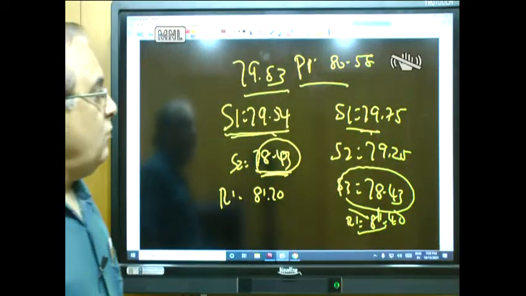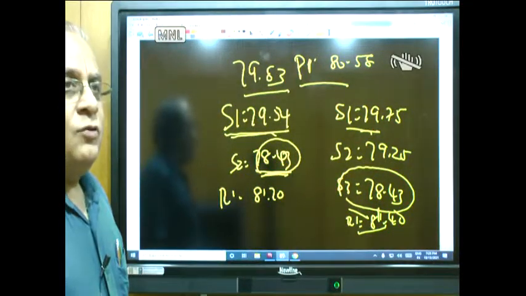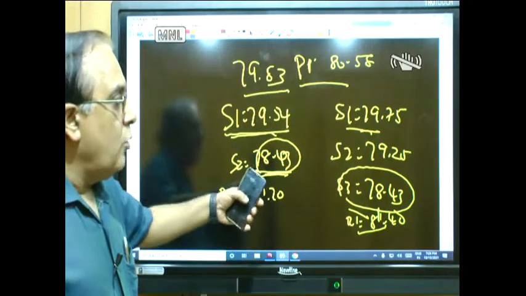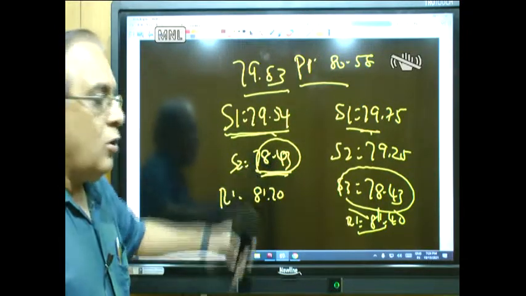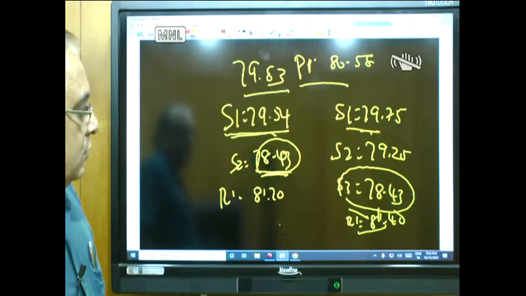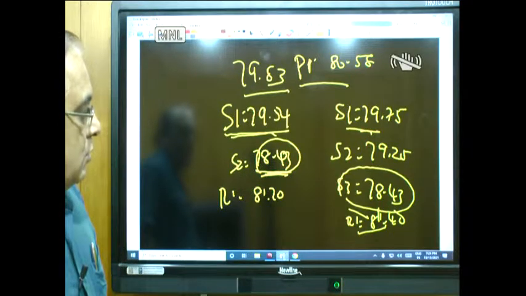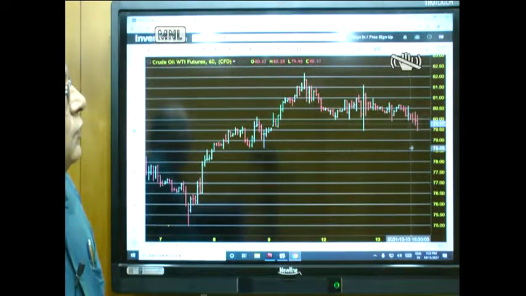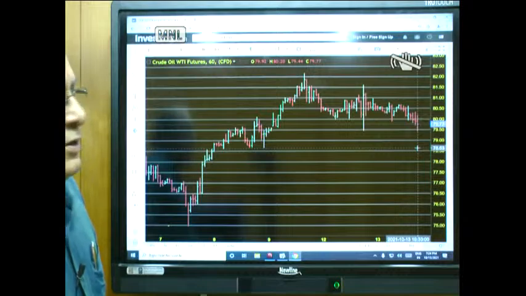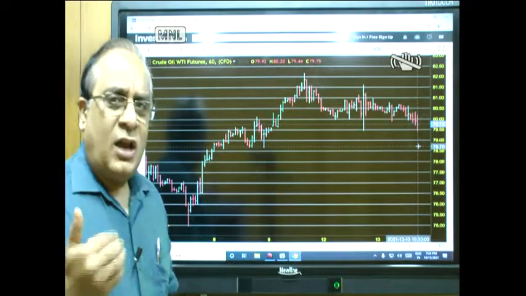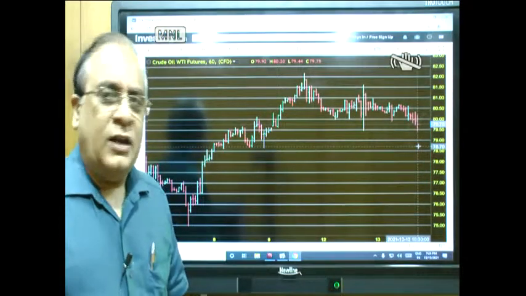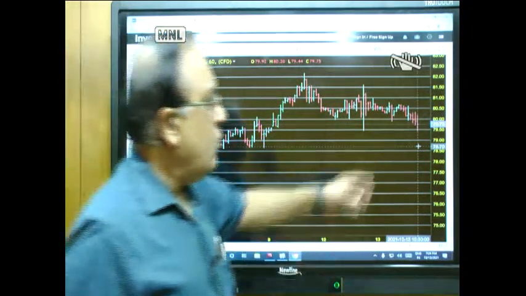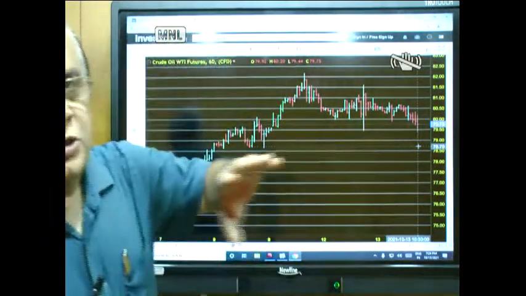So 79.50 to 79.75 itself is one important support where it is hanging on. Right now it is hanging on at that place. Let's see. So it's hanging on this 79.44, 79.79 is trading. So it has cut S1, right? It has cut S1. So we can probably look at having gone short.